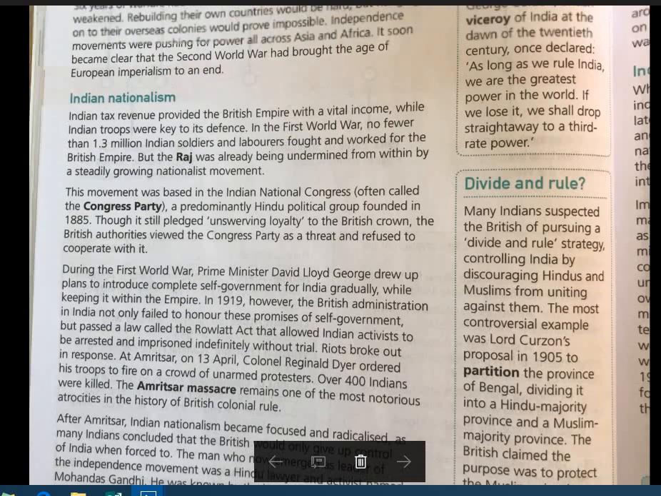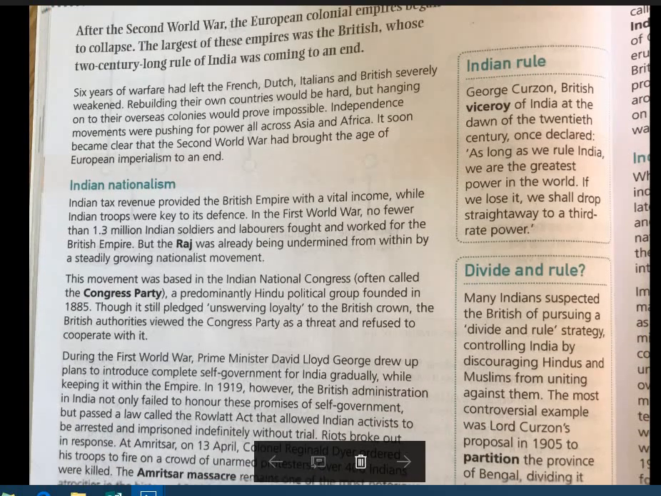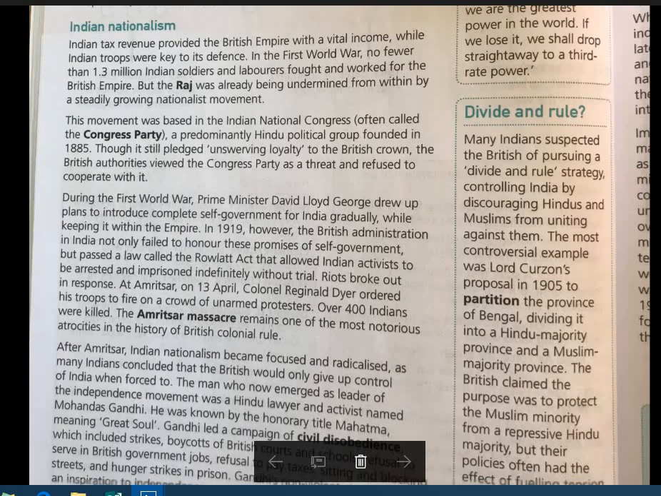So what I'm going to do is quickly scroll up so you can see. I'm just going to go through this Indian rule box. So George Curzon, British Viceroy of India. A Viceroy is basically somebody who's looking after India, representing the British Crown. George Curzon, at the dawn of the 20th century, once declared, "As long as we rule India, we are the greatest power in the world. If we lose it, we shall drop straight away to a third-rate power." So it's re-emphasising how important it was for the British to keep hold of India and not let India leave the British Empire.